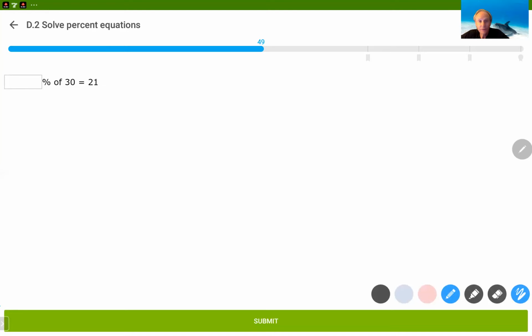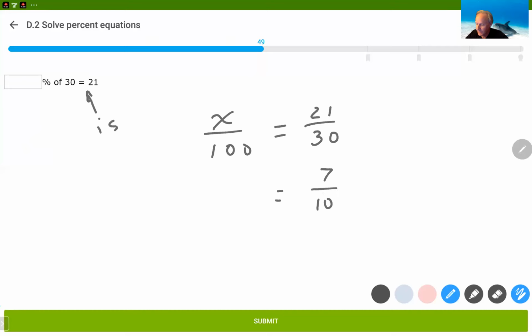What percent of 30 is 21? So we want to know x over 100 is equal to 21 over 30. Again, I did is over of, or 21 over 30 is equal to x over 100. Divide by 3. You get 7/10 is equal to x over 100. And of course, we had to multiply by 10 to get here. And we get 70.